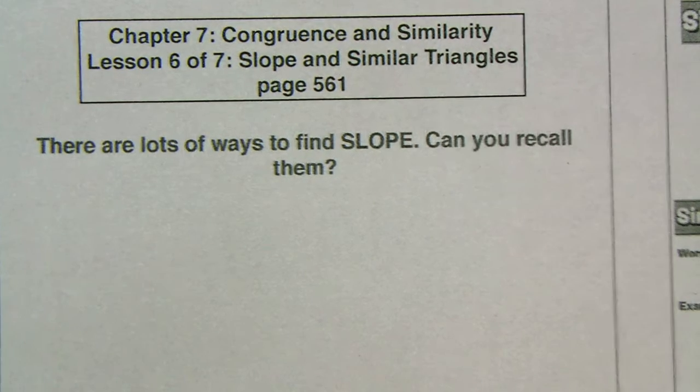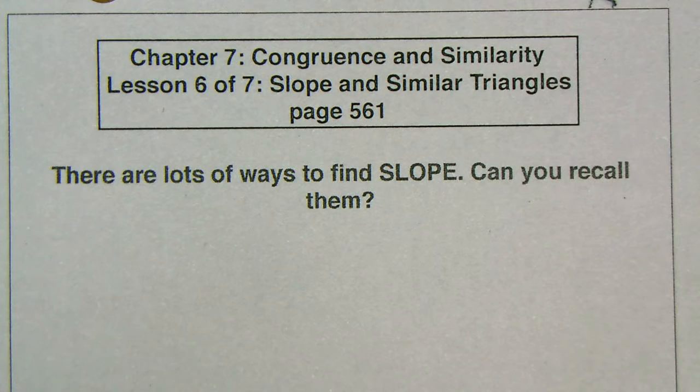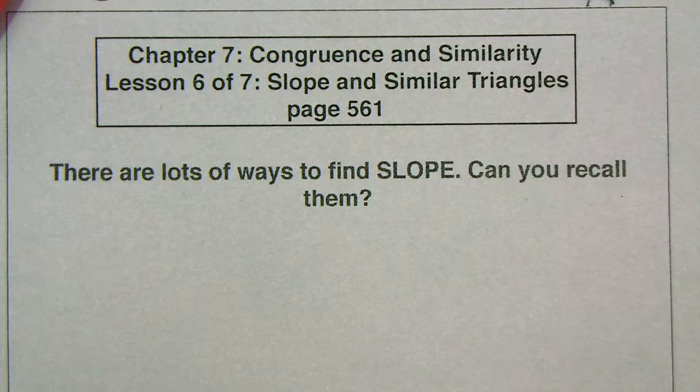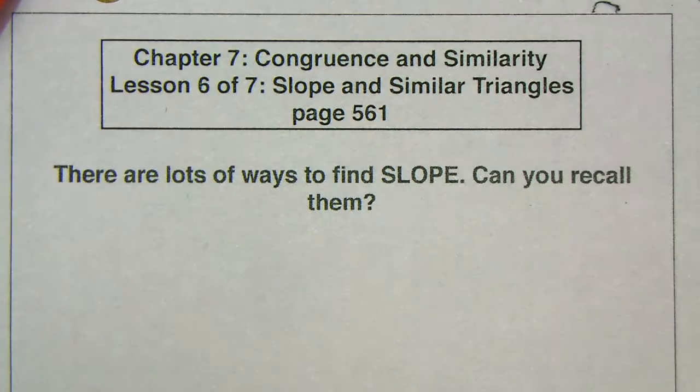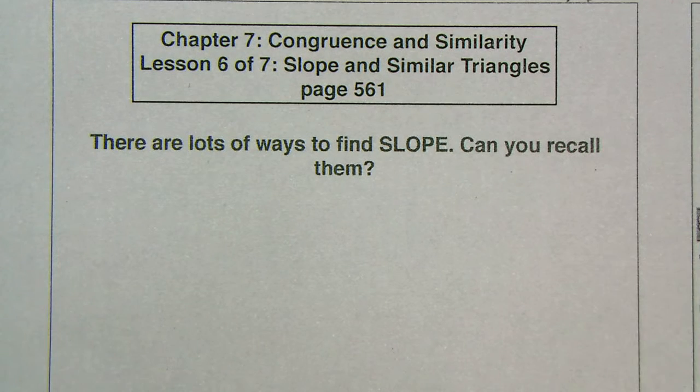We are still in chapter 7, finishing out chapter 7. Lesson number 6 is slope and similar triangles. We've already talked about similar triangles, how we prove triangles are similar. We can just prove them similar by two angles being equal, because if two are equal, they're all three equal, and if all three angles are equal, sides have to be in proportion, so that makes them similar. So we're going to tie in similar triangles with right angles and slope.